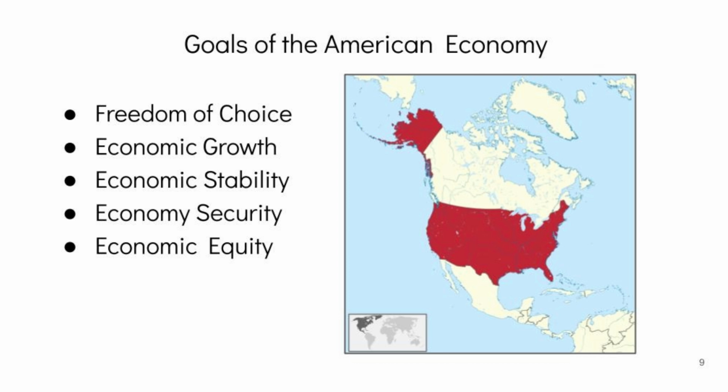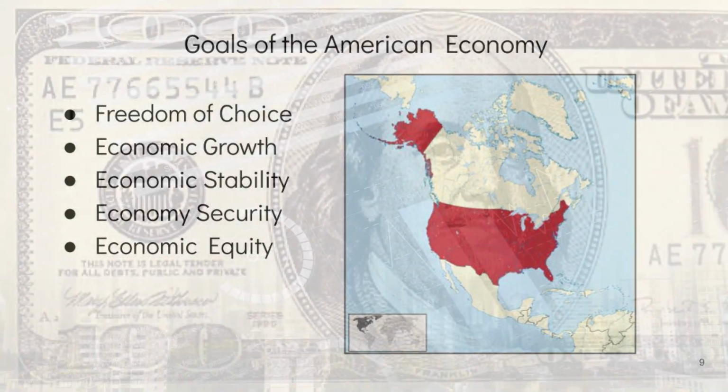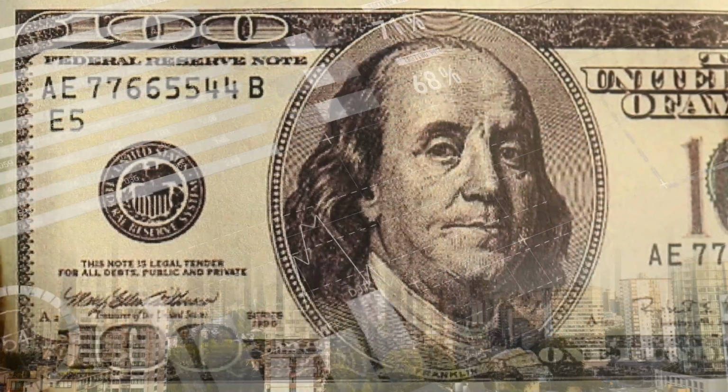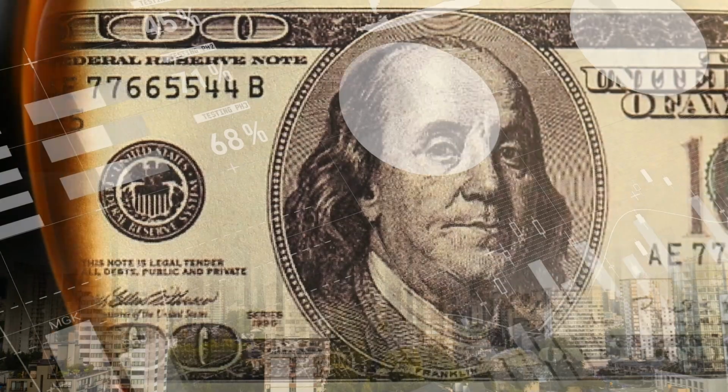In a free market economy, freedom of choice lets consumers and businesses make their own decisions, driving efficient resource use through supply and demand. Economic growth is the increase in production over time, often measured by GDP, or gross domestic product, leading to higher incomes and better living standards.